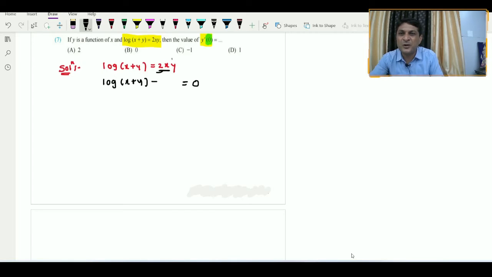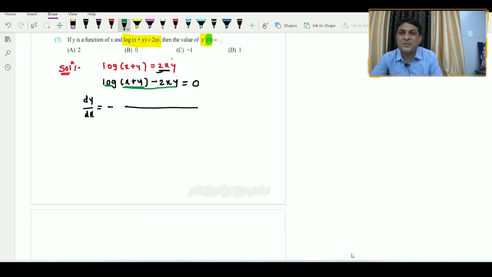So plus 2xy on this side will become minus 2xy. Now we are differentiating it with respect to x using the shortcut method. So first write down minus. Now look carefully: we have to find the derivative with respect to x considering y as a constant. In the numerator we differentiate this function with respect to x considering y as a constant.